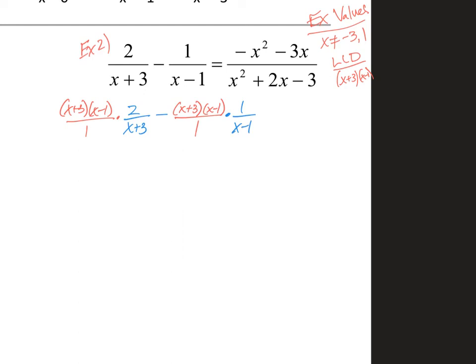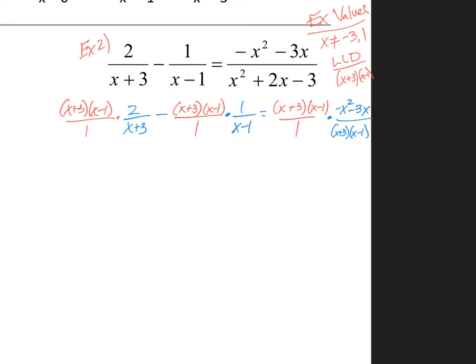Okay. And then there's an equal sign. And I'm going to multiply the LCD of x plus 3 times x minus 1 over 1 by negative x squared minus 3x, all over x plus 3, x minus 1. All right, let's start doing the most fun part of math here.